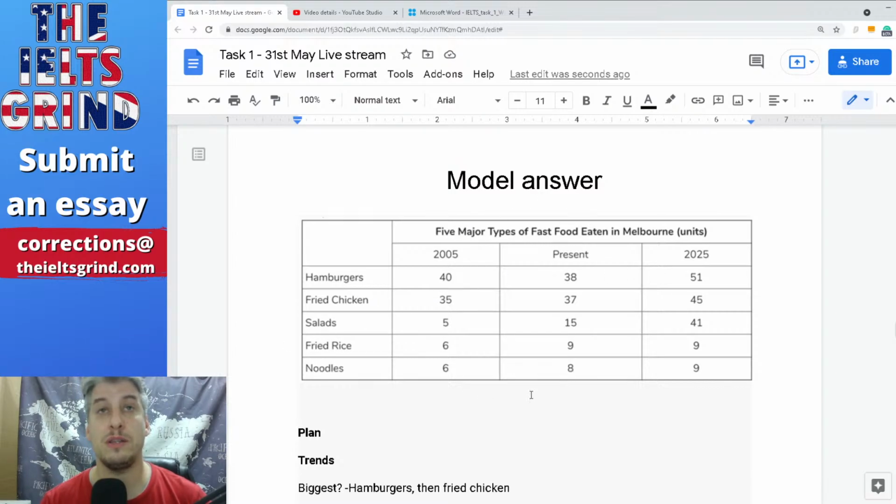So the model answer, okay? So we've got the same information, and as I said at the beginning of the video, it's a little bit confusing because here it talks about 5 major types of fast food eaten in Melbourne, units, but it doesn't tell us are the units per year or what. We can imagine it's per year because if we look here, it's in columns of year, so it must be units per year. But that's the one thing that Nazarene did not talk about.